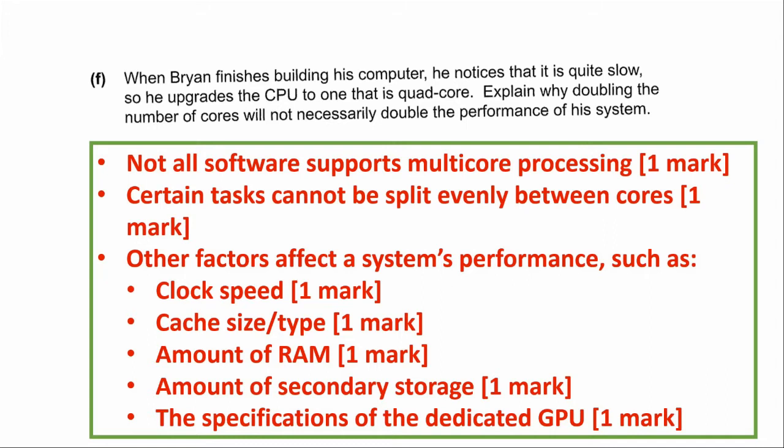The amount of secondary storage as well, and the specifications of a dedicated GPU. So if you have a GPU, it's going to take away some of the processing of the images and video away from the CPU, so it can focus on main tasks, and that's going to improve the performance of your CPU in that way.